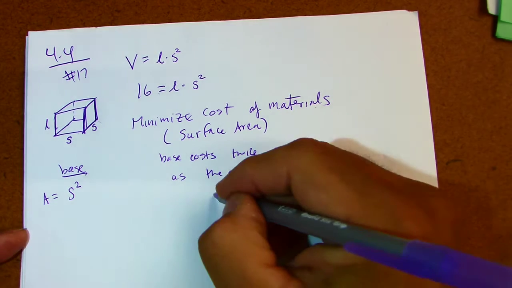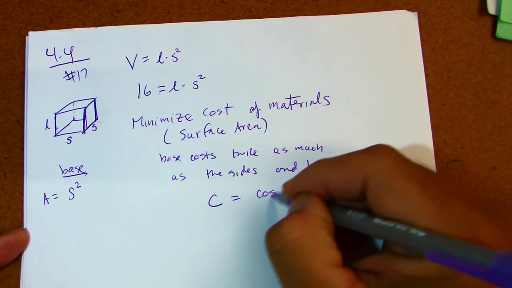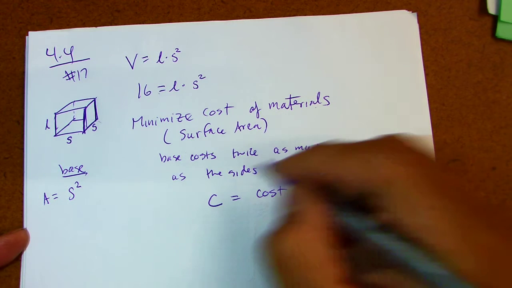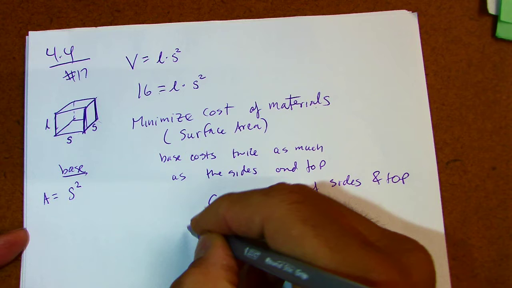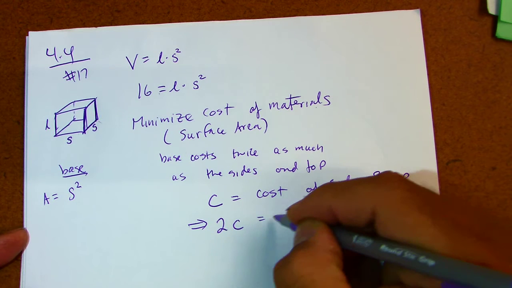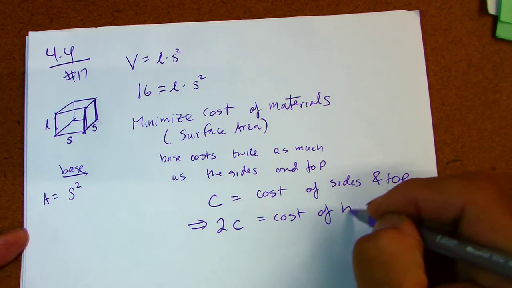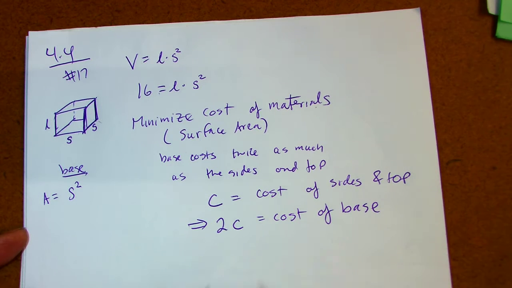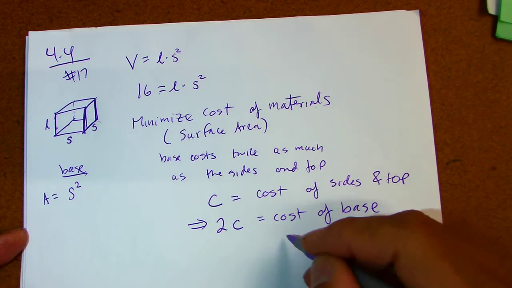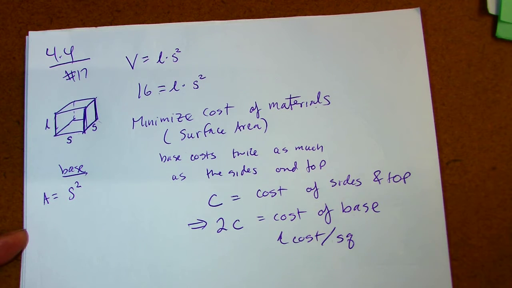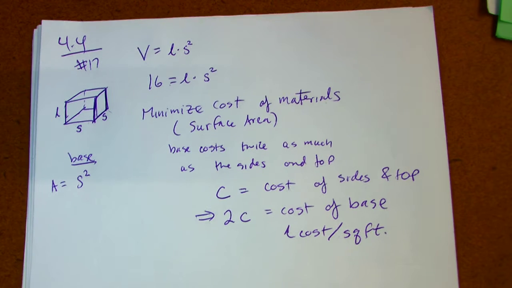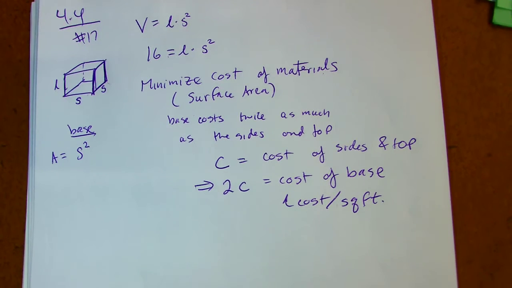All right, so let's say C be the cost of the sides and top, which means that 2C would be the cost of the base. All right, and we'll assume that C is the cost per square foot. Okay, so that is what's known so far.